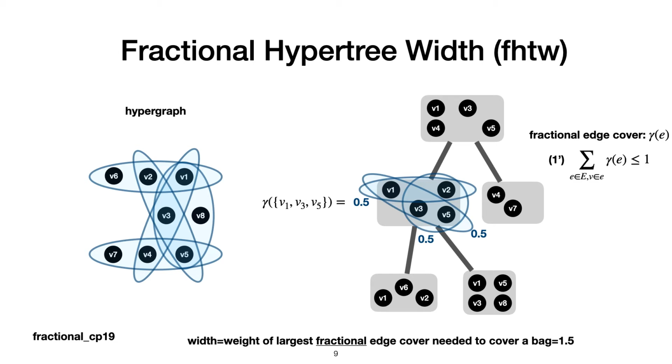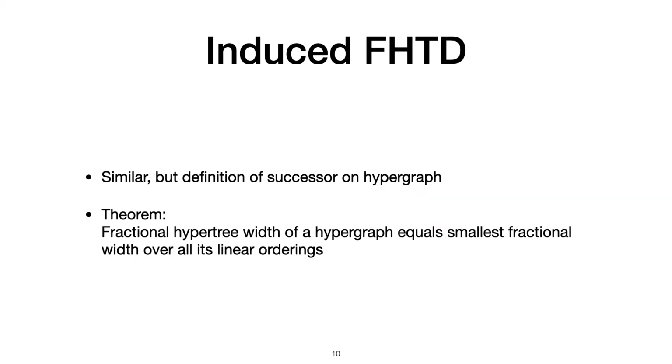Then we simply require that covering vertices in a bag is ensured by the fractional edge cover, meaning that we sum over the hyperedges of the bag in which the vertex occurs and the values of the fractional edge cover. Then the sum has to be at least 1. The width then is the weight of the largest fractional edge cover needed to cover a bag, which is 1.5 in our case here. Then the fractional hypertree width is the smallest width of all fractional hypertree decompositions.